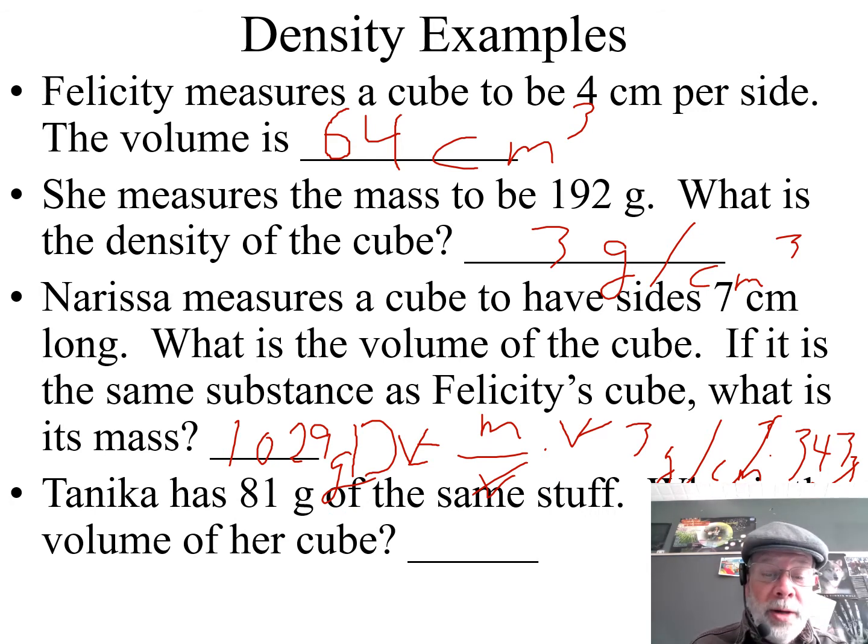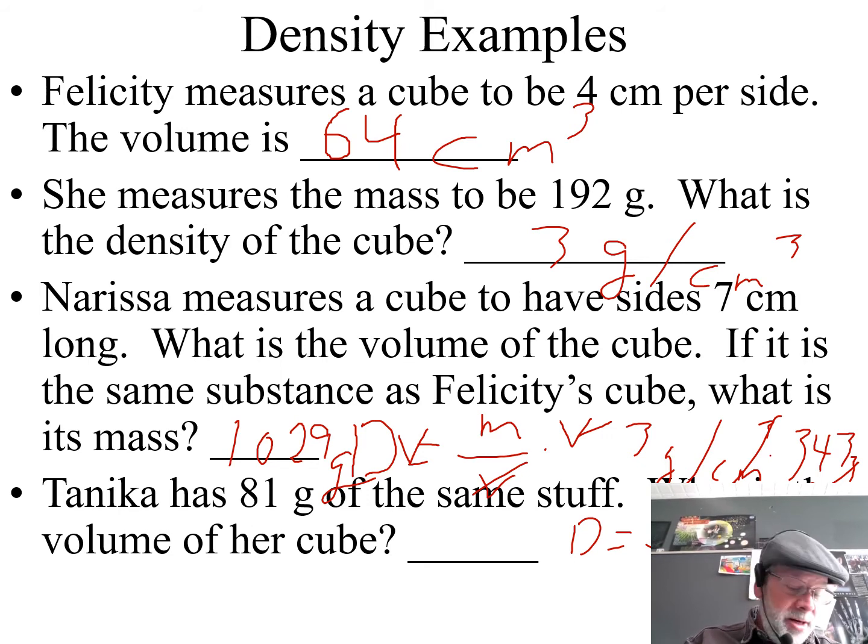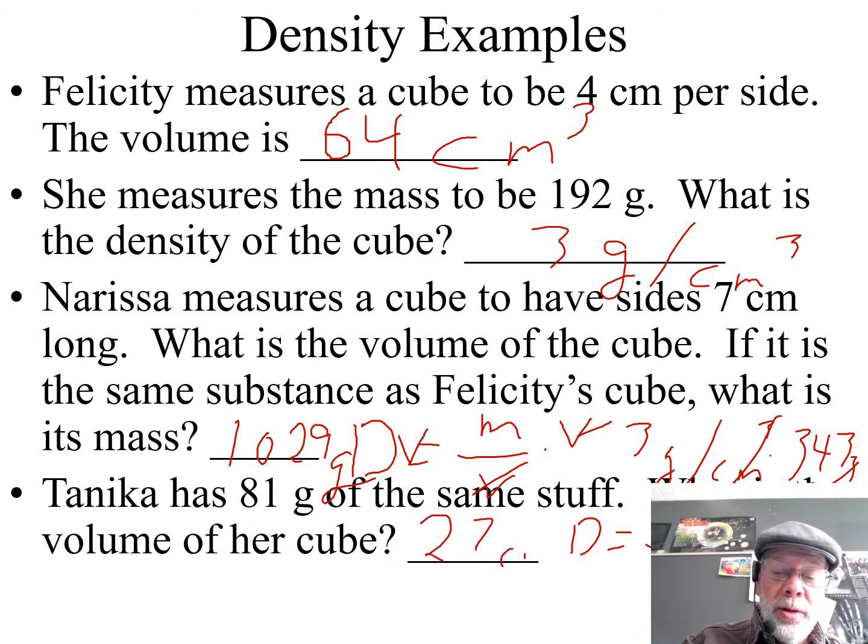Tanika has 81 grams of the same stuff. What's the volume of her cube? Well, density equals mass over volume, right? We know that volume equals mass over density, okay? So 81 grams divided by 3 grams per cubic centimeter, that's going to be 27 cubic centimeters, right? It's kind of fun.